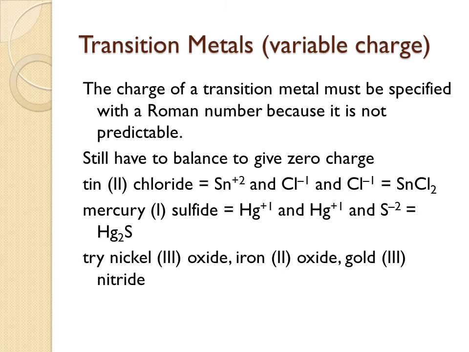Mercury(I) sulfide needs to be specified because mercury can be +1 or +2. We're talking about the mercury +1, and so we need 2 of those in order to balance the sulfide, which is a -2. So that would be Hg2S. Go ahead and pause before we give the answers for the remaining ones on that table.